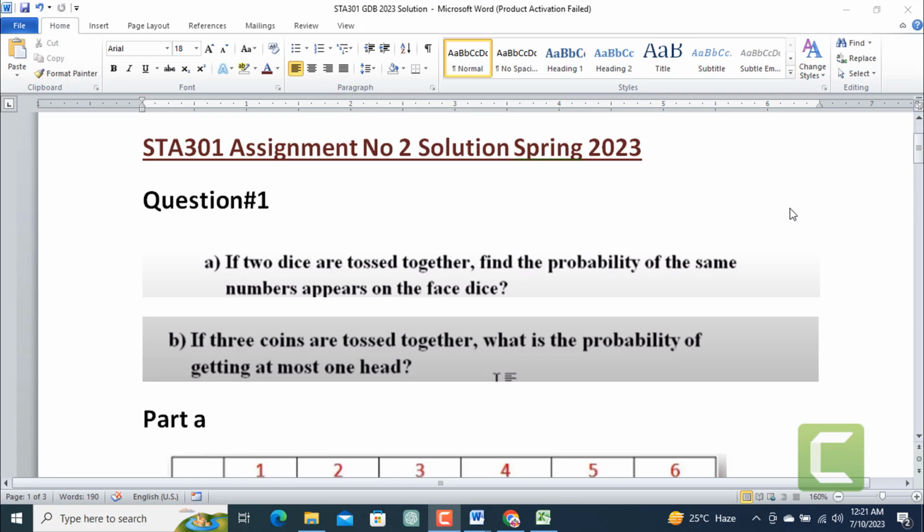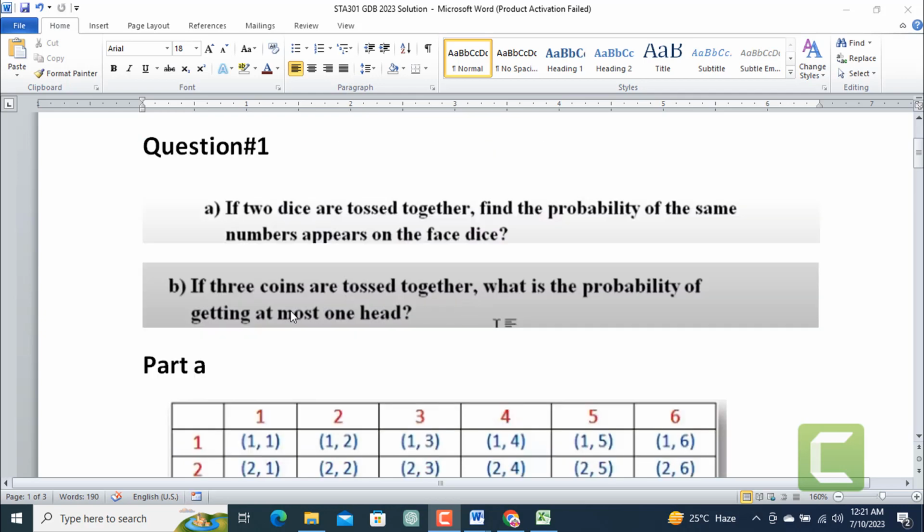In today's video we are going to cover the solution of STA301 Assignment number 2, which is related to Spring 2023. Question number 1 has two parts. If two dice are tossed together, find the probability of the same numbers appearing on the faces of the dice. If three coins are tossed together, what is the probability of getting at most one head?